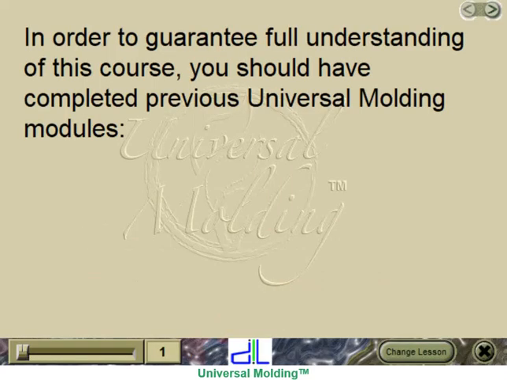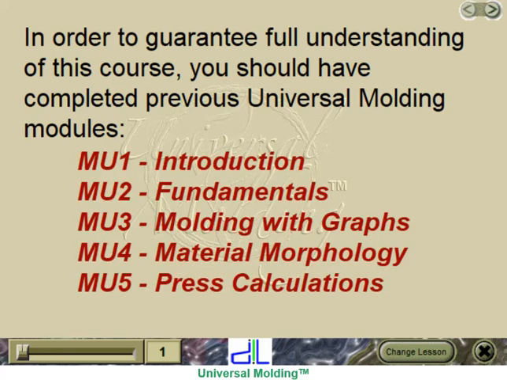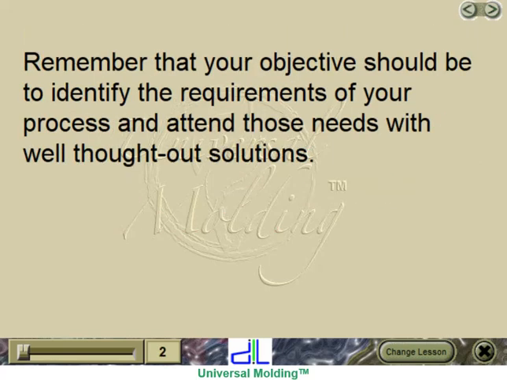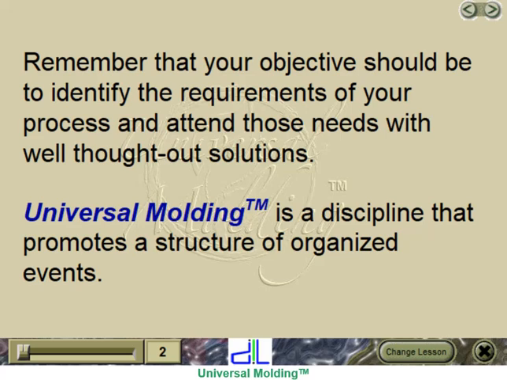In order to guarantee full understanding of this course, you should have completed previous universal molding modules: MU1 Introduction, MU2 Fundamentals, MU3 Molding with Graphs, MU4 Material Morphology, MU5 Press Calculations, MU6 Injection Unit Calculations, MU7 Cooling Calculations, MU8 Rheology. Remember that your objective should be to identify the requirements of your process and attend those needs with well-thought-out solutions. Universal molding is a discipline that promotes a structure of organized events.